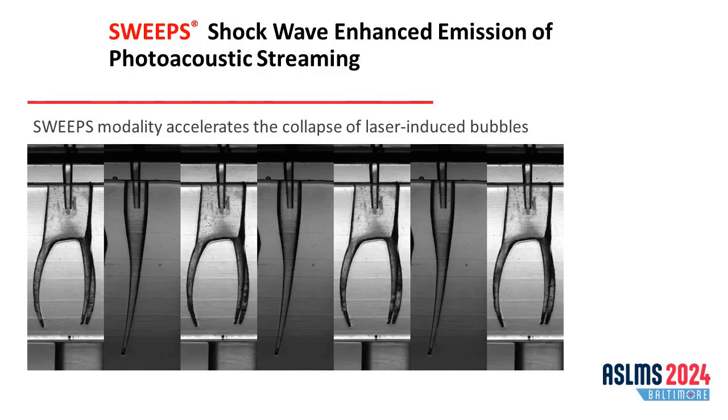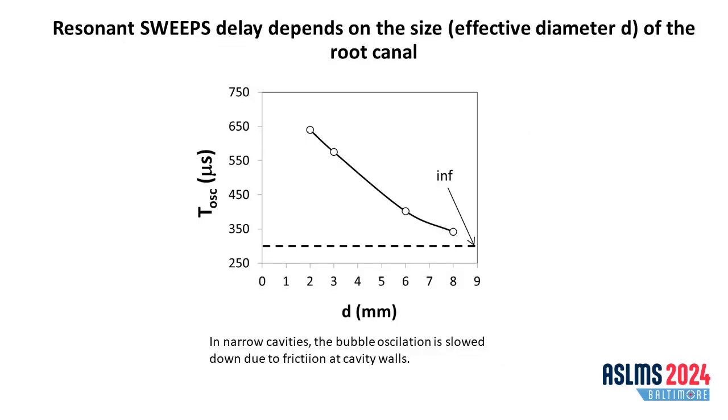So this is just an example. You can see that when there is a dual pulsing, you get much more activity deeper in the root canal. So as I said, the timing of when the second pulse should be emitted is very important. If you do not emit the laser pulse exactly when, or close to when, the bubble starts collapsing, you will not get this effect.